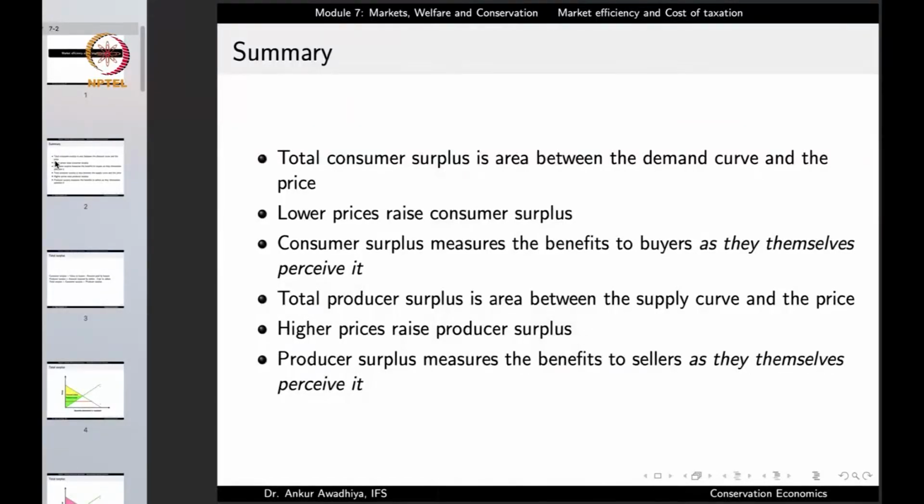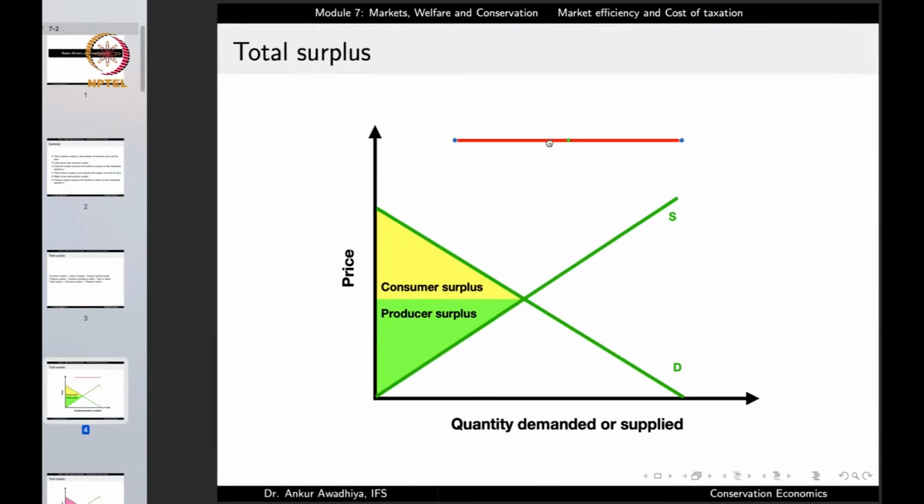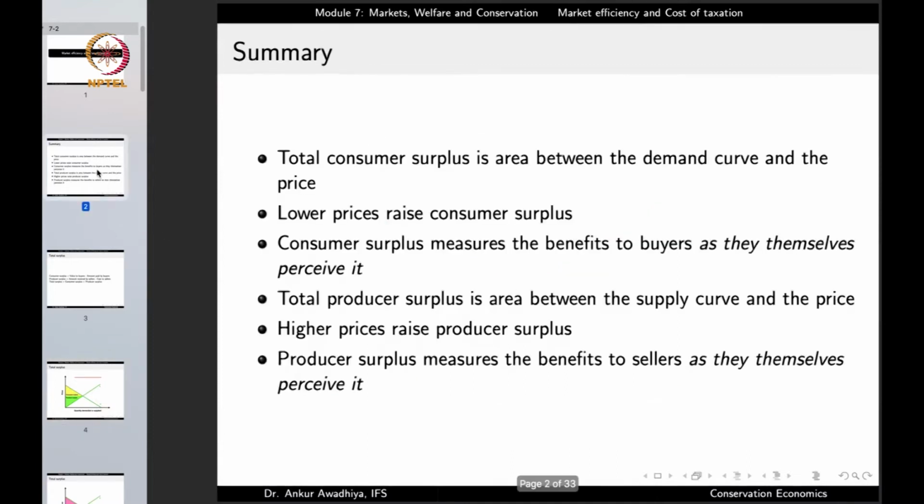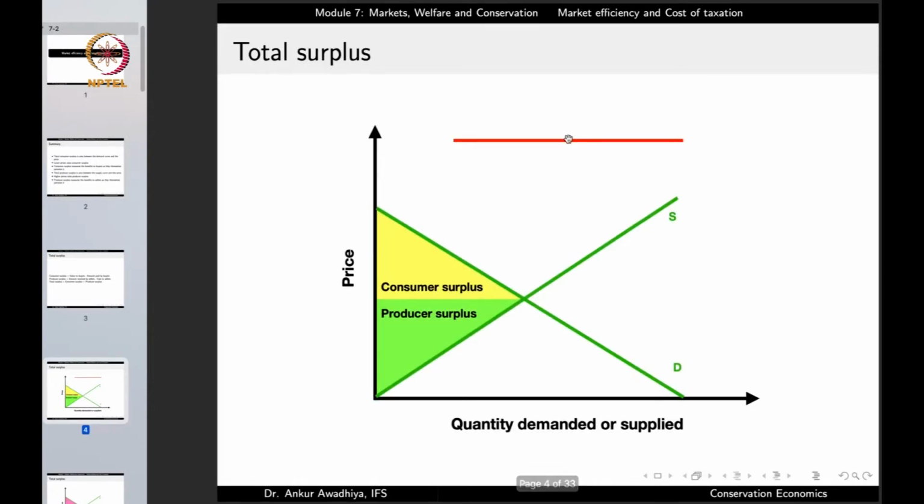Then we observed that total producer surplus is the area between the supply curve and the price. If you look at this curve, the green colored triangle is the area between the supply curve shown here and the price. So this is the producer surplus. Higher prices raise the producer surplus. If the price rises to this much, then the triangle would become this large triangle, so the producer surplus increases when the price increases.